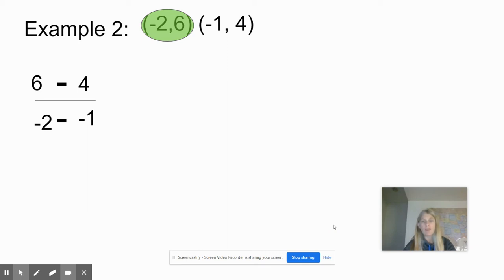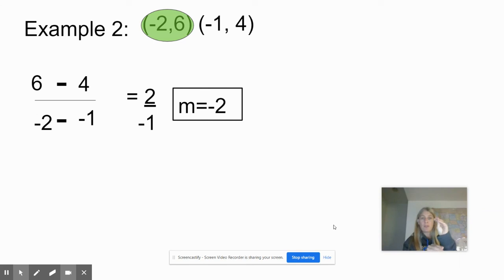Now I'm going to go ahead and just solve these. 6 minus 4 is 2. Negative 2 minus negative 1 is negative 1. I'm going to finish with the division problem. 2 divided by negative 1 is negative 2. So my slope for this line is negative 2. So I'm going to drop down 2 and 1 to the right, from one point to the next.